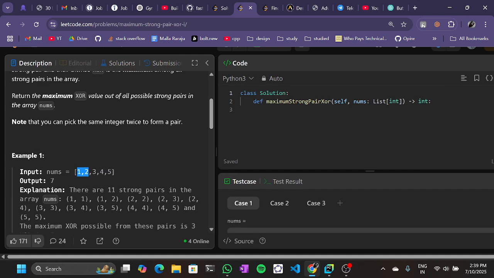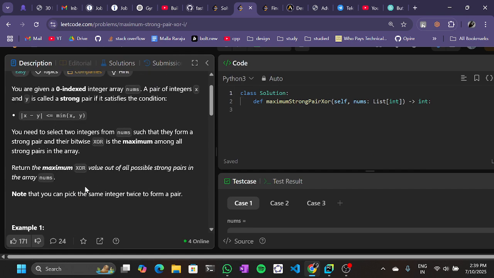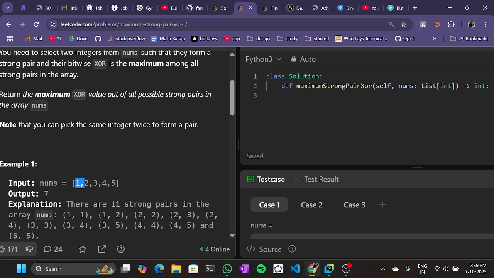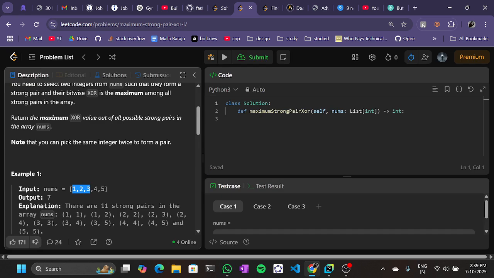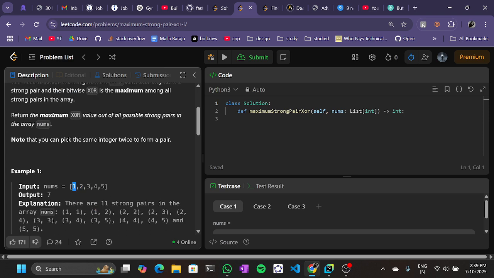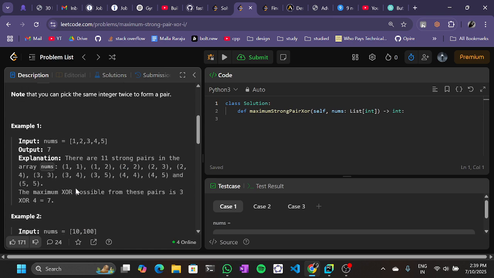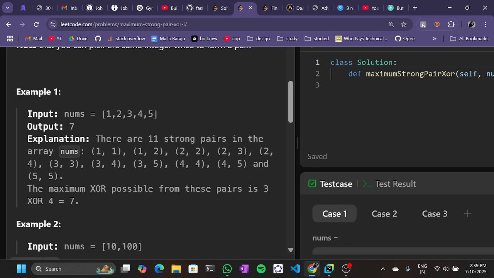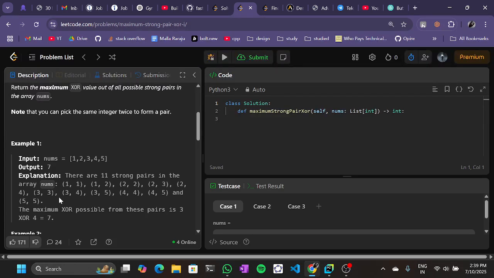2 minus 1 is 1, so that satisfies the condition, because 1 is less than or equal to the minimum of x and y, which is 1. But we cannot take 1 and 3 because the difference is 2, which is greater than the minimum of 1 and 3, because 1 is the minimum. The maximum XOR possible from these pairs is 3 XOR 4. We have to return the XOR value.